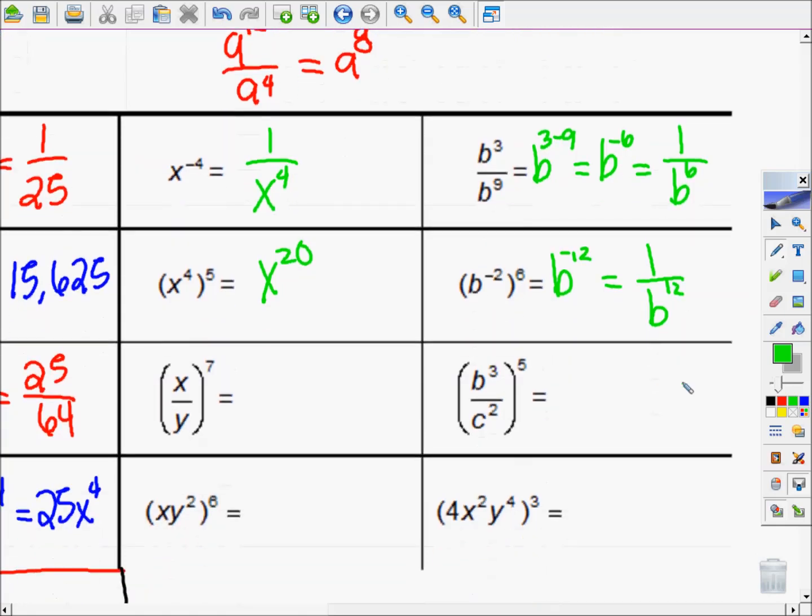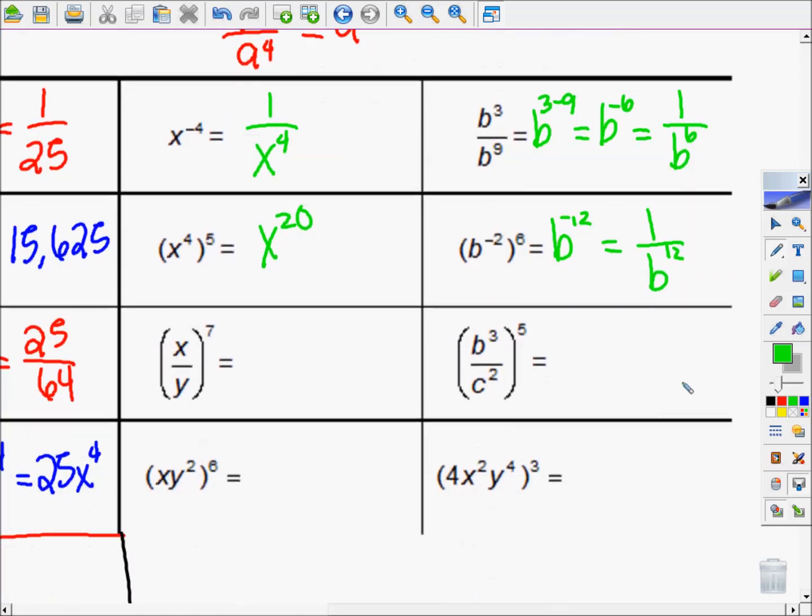Okay. What about this one? x^7 over y^7? Because it's distributing into a fraction, so I distribute to the numerator and then the denominator. x^6, y^12. And that one's b^15 over c.